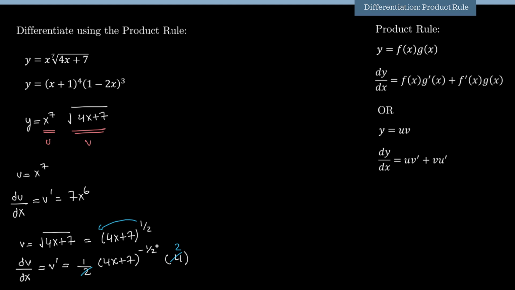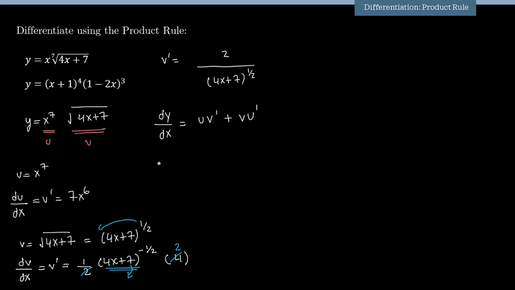To convert this power into positive, I'm going to shift this term to the denominator. And so v dash is going to be equal to 2 divided by 4x plus 7 whole power positive 1 upon 2. So I found v dash and u dash, so now I can apply the formula of the product rule, which is dy upon dx is equal to uv prime plus v u prime.